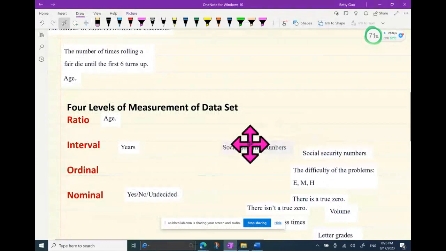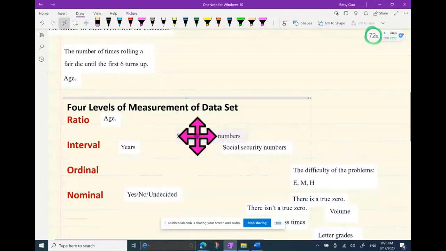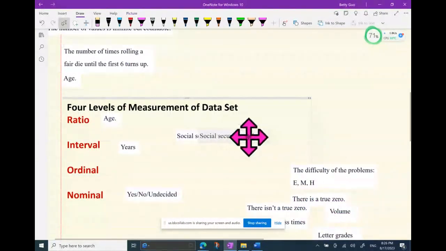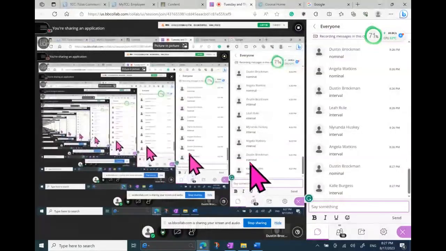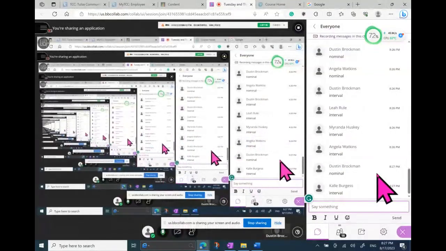And this one, social security numbers. Let's see. I don't think it's interval for sure. It does not have a true zero.